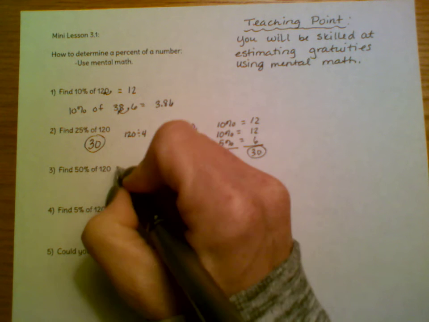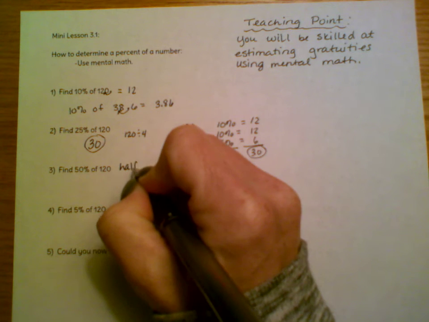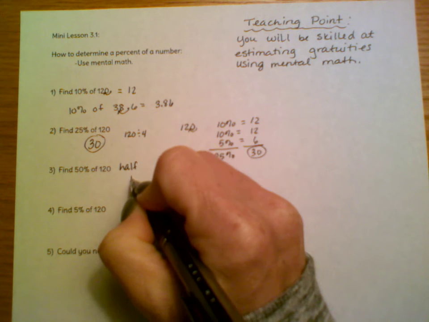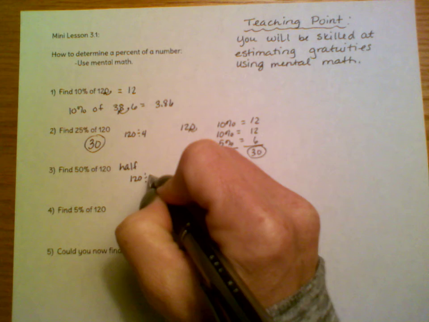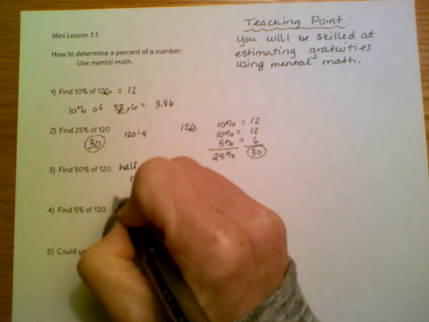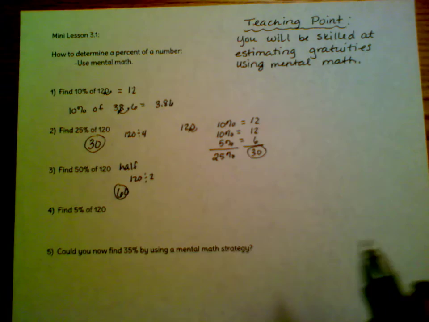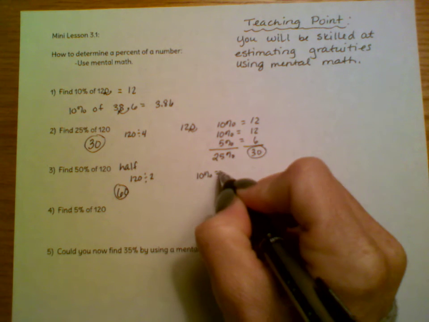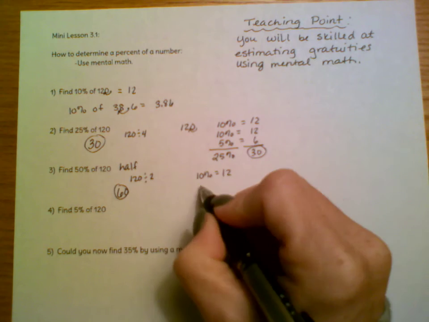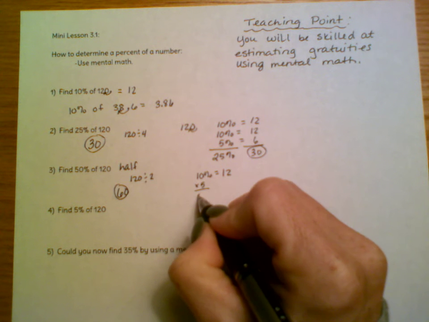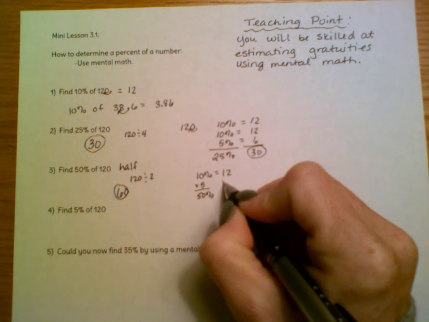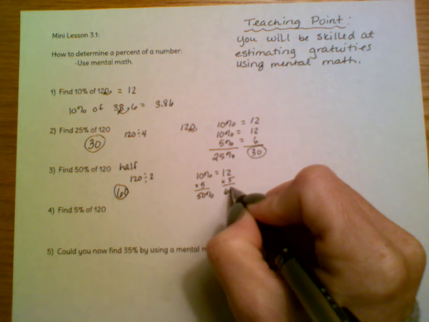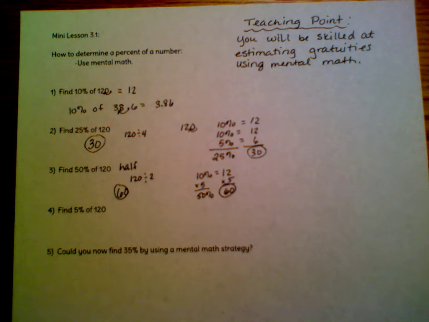50%, hopefully we realize, is half. So I could just take 120 and again just divide it by 2 and I get 60. I could again do 10%, which is 12, and I could do that 5 times to get 50%. So 12 times 5 would be 60. So again, 2 strategies to get there.